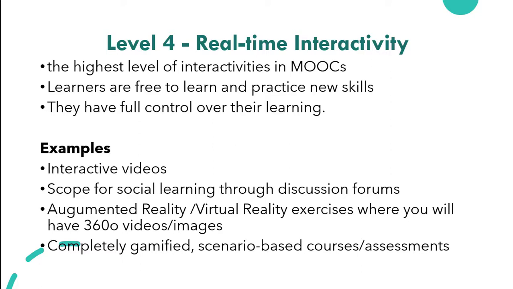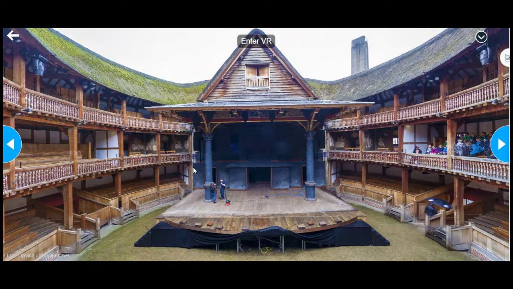This level of interactivity encourages learners to use online discussion forums to find answers to queries from those who know. It could be their peers or experts. By discussing their queries in the discussion forum, they increase their knowledge. What you now see on the screen is an example for the fourth level of interactivity, real-time interactivity.